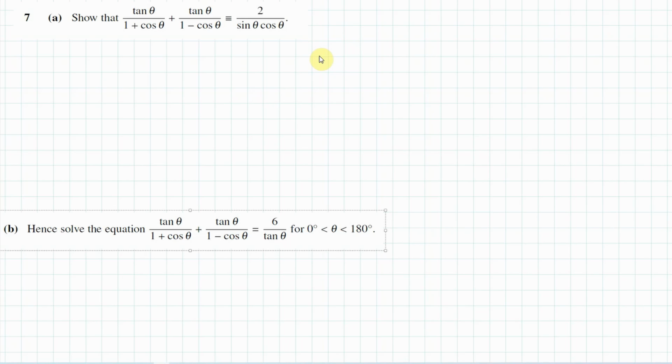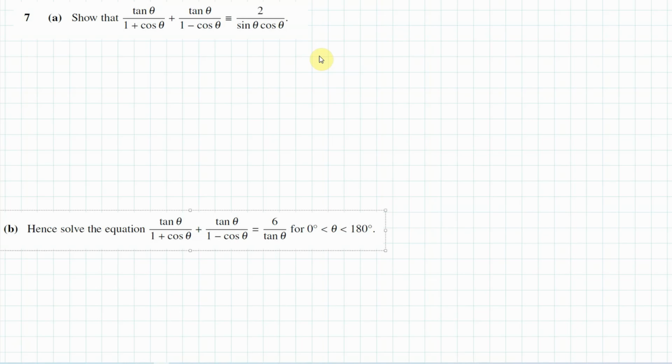Now, a number of you had a lot of trouble with this first part where you're meant to prove that tan theta over 1 plus cosine theta plus tan theta over 1 minus cosine theta is equal to 2 over sine theta cosine theta.